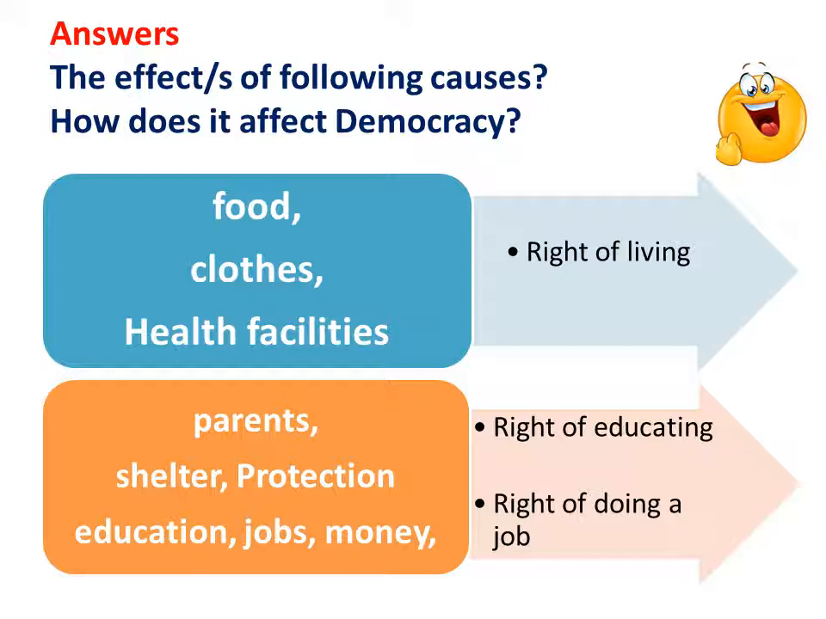And then, if we don't have an education, how can we get a good job? Without a good job, how can we earn some money? So it affects the right of educating and the right of doing a job. In return, without good education, we won't be able to get a job. Without a good job, we won't be able to get some money. Without money, it's difficult for us to get some food, clothes and other facilities. So these are interconnected.